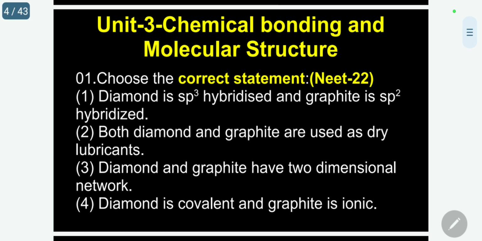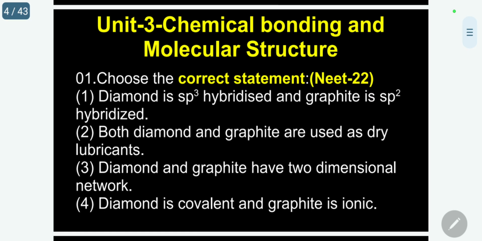Kindly follow. Choose the correct statement. Statement 1, diamond is sp3 hybridized and graphite is sp2 hybridized. Option 2, both diamond and graphite are used as lubricants. Option 3, diamond and graphite have two-dimensional network. And 4, diamond is covalent and graphite is ionic.